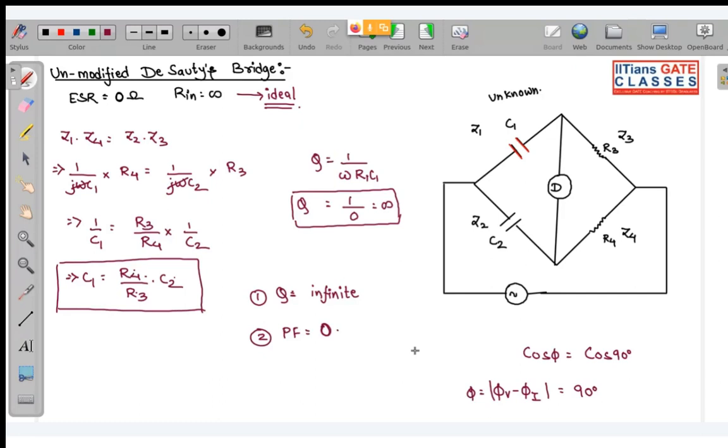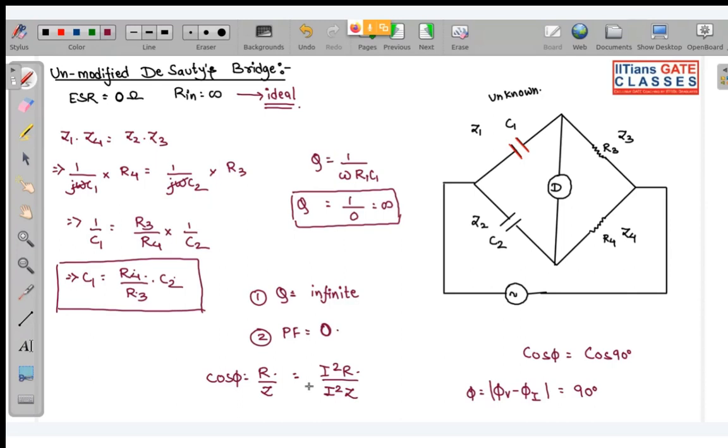Why is power factor 0? Because we know cos phi is equal to R by Z. In a series circuit it is R by Z. So if I multiply in the numerator and denominator, you can see as the R part is 0, there will be no real power. Real power will be 0. So that is why cos phi is 0, because there is no resistive part. Is it clear or not? See, these are all logical things.